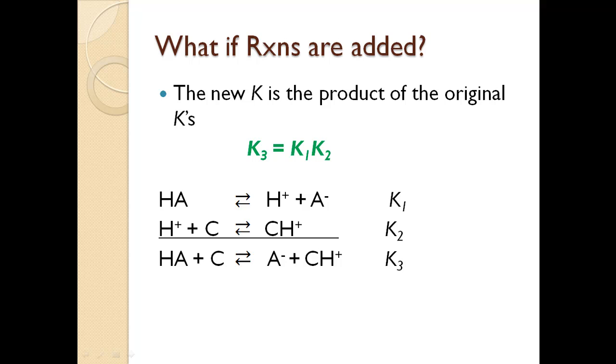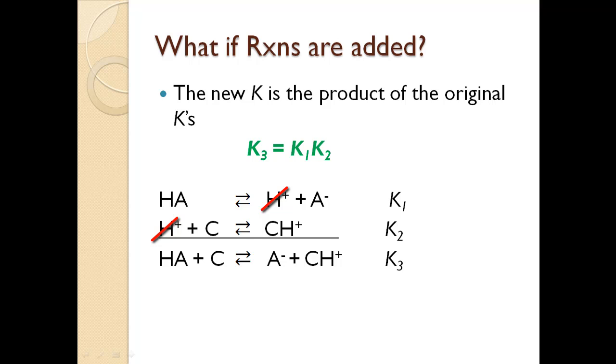All right, what if different reactions are added? The first reaction is the same one that we just saw. HA is in equilibrium with H plus and A minus. That would be your K1. And then you have another reaction. Let's say H plus and C is in equilibrium with CH plus. You take the equilibrium constant of that one, K2. And then you have the sum of the reactions. That would be your K3. So if your reactions are added, the new K is the product of the original equilibrium constants.